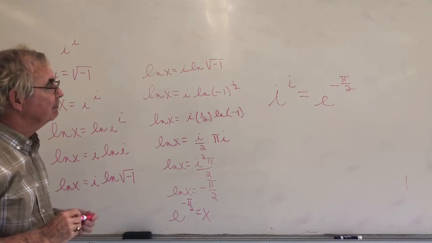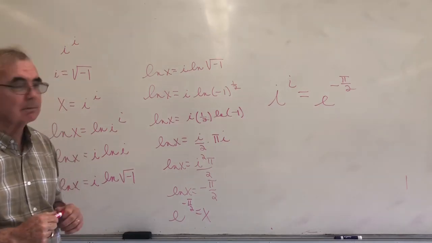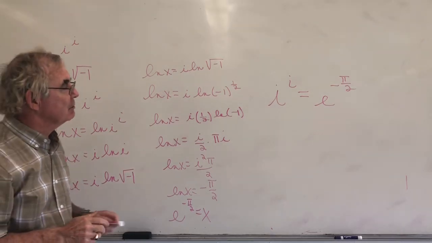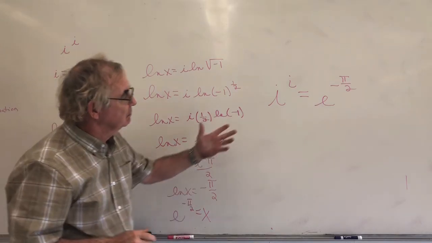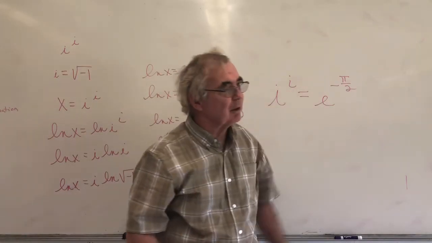So, something for you to think about. Let your imagination run wild. It's e to the negative pi over 2 power.